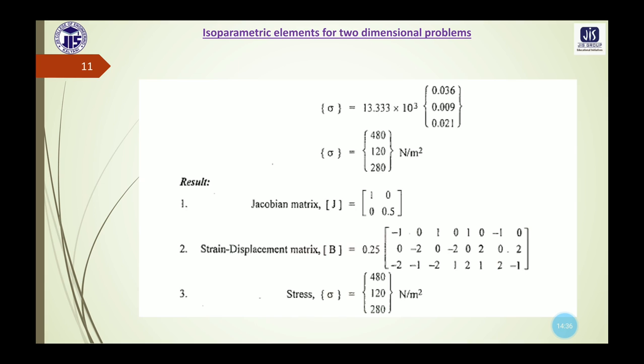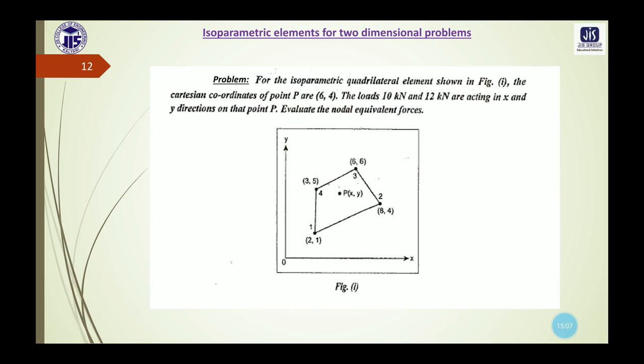So this is the procedure with the help of which we have calculated these three different parts of this numerical. So we need to remember the formula for the Jacobian matrix, then the formula of the strain displacement matrix, and the formula of this stress strain relationship matrix. So let us move to the next numerical.